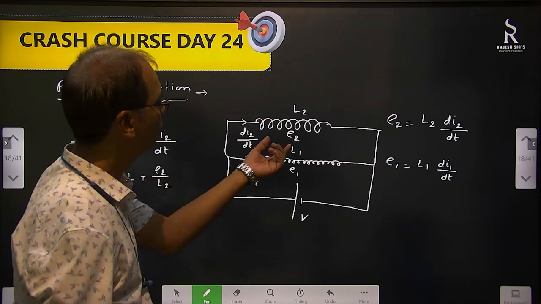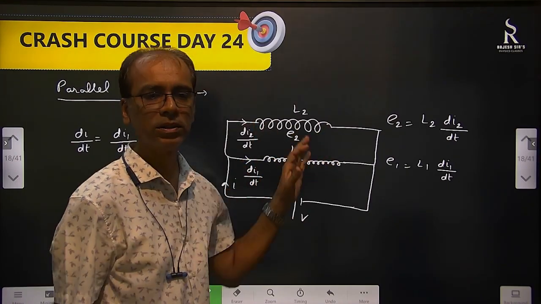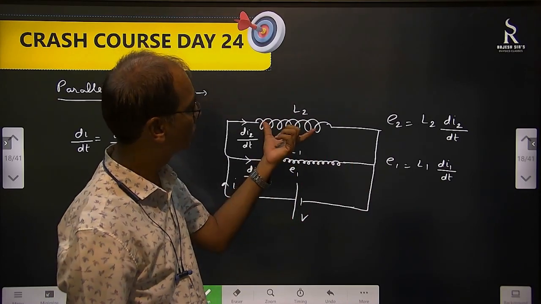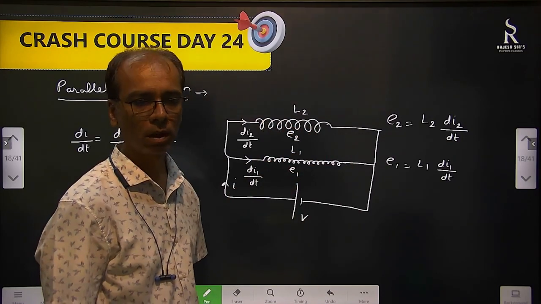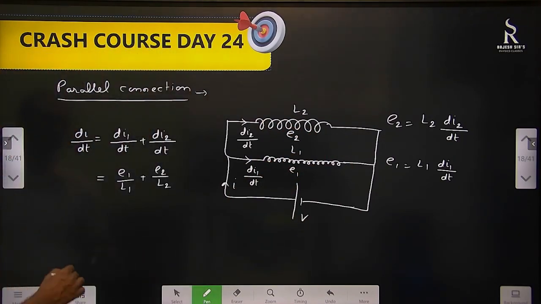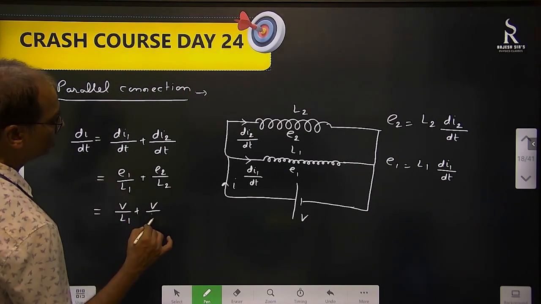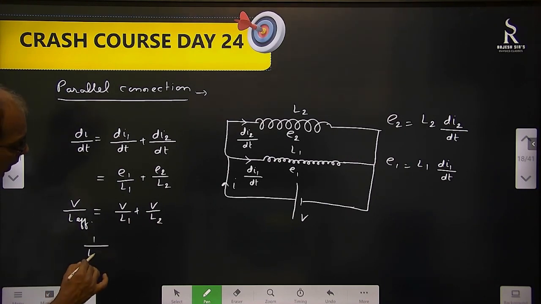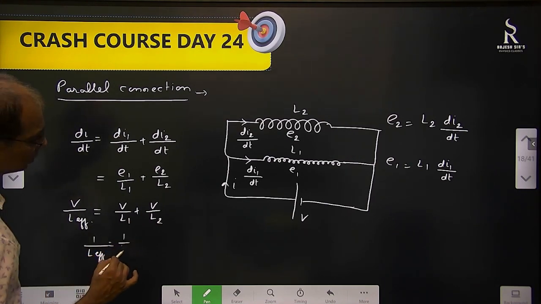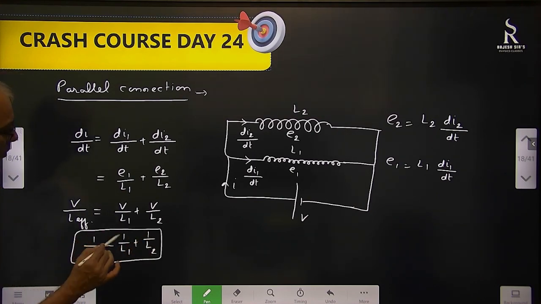Now what we know, E2 is basically the potential difference across this, and E1 is the potential difference across this. But since they are in parallel, the potential difference across this inductor and this is the same. So we can write di by dt as V by L1 plus V by L2, and this di by dt I can write as V by L effective. So what we are getting? 1 by L effective equals 1 by L1 plus 1 by L2, exactly similar to resistances in parallel.